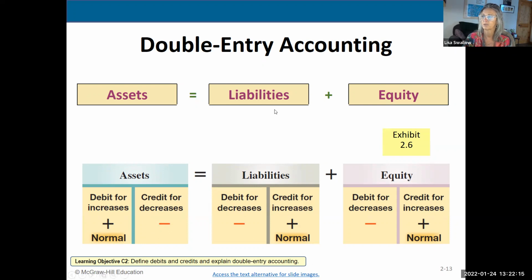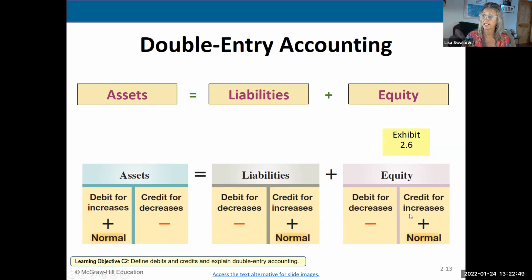Okay, so assets equals liabilities. Liabilities are credit type accounts, so it's opposite with them. If you want to increase a liability account, in other words, if you owe more money to somebody or you have more unearned revenue because you owe them some services, you're going to credit it. If you want to decrease your liability, so you owe somebody money and then you start to pay down that amount, then you owe them less. You're going to decrease your liability. You're going to debit it.